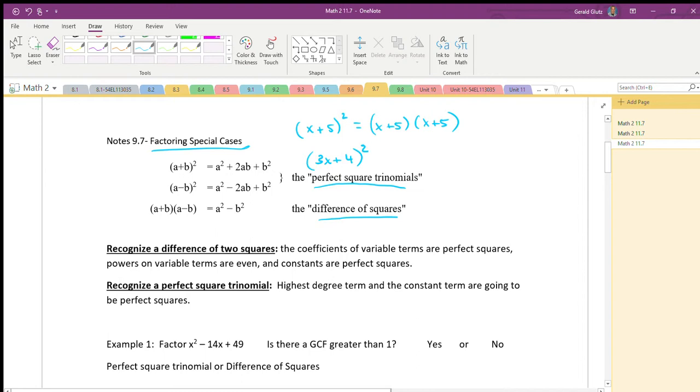You also might see something that looks like this. So like 4x minus 2, let's change that to a 1. (4x - 1) all squared. So again, this is just (4x - 1) times (4x - 1). Or (x - 3) times (x - 3). These are all examples of perfect squares.